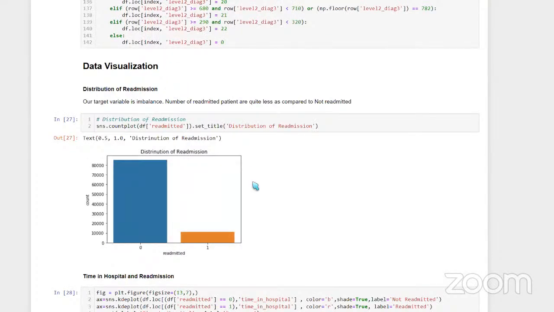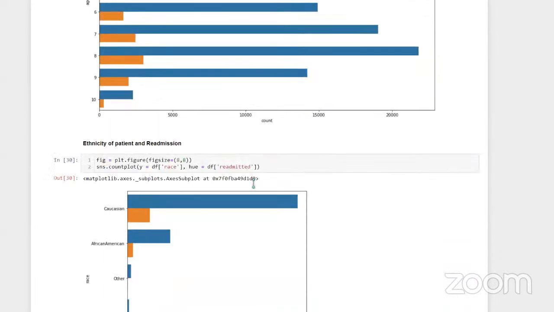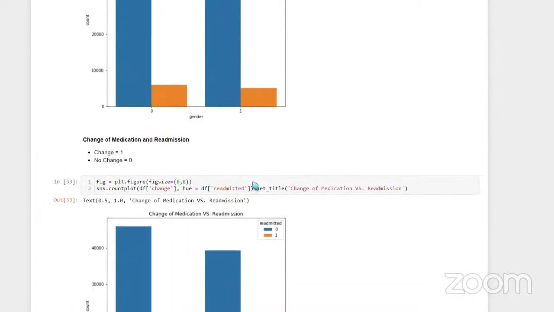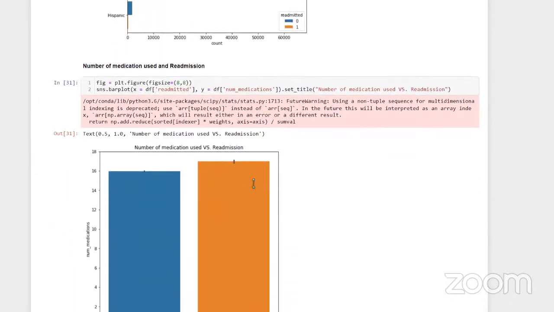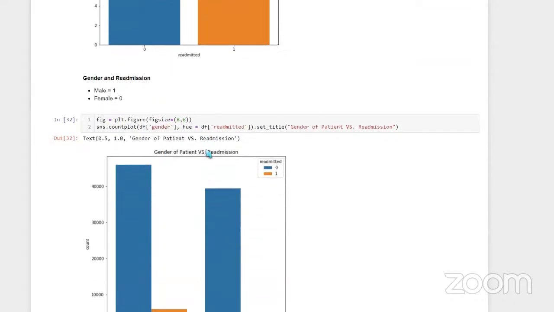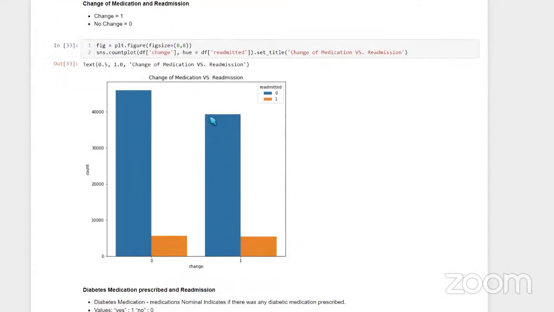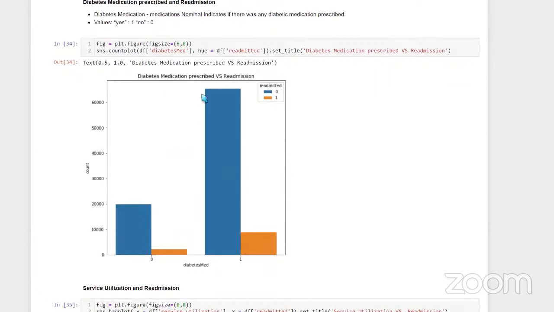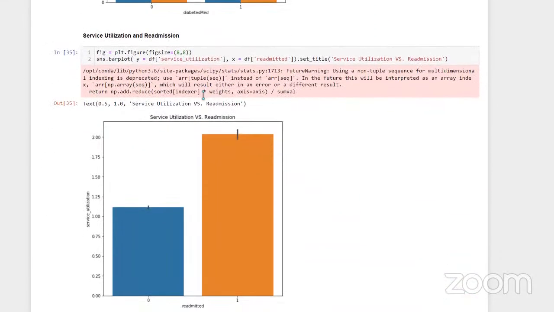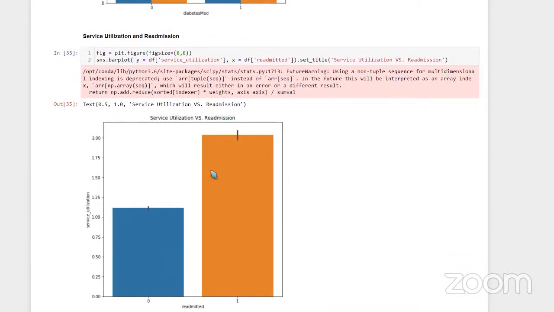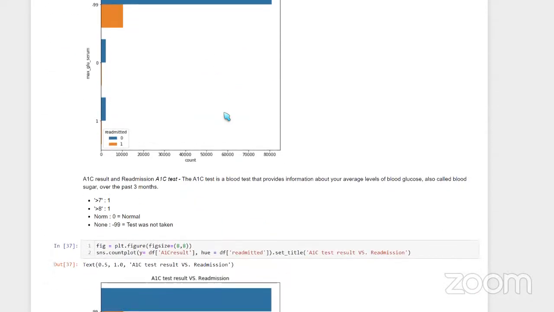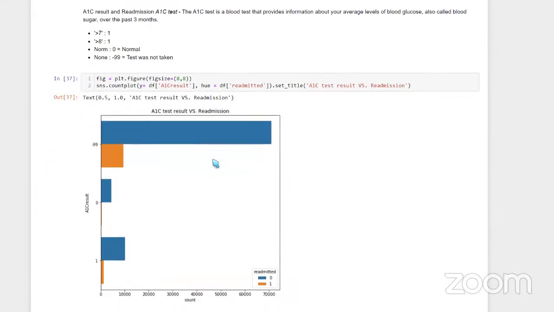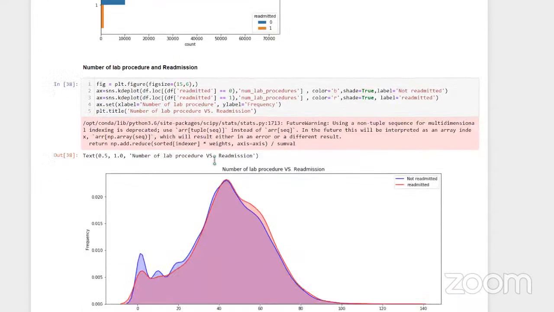Then we did data visualization. We already discussed this in our slides. Here we can see number of medication use versus readmission, gender of patient versus readmission, change of medication versus readmission, diabetes medication whether they are having it or not versus readmission, service utilization versus readmission, glucose test serum versus readmission, and A1C test versus readmission.